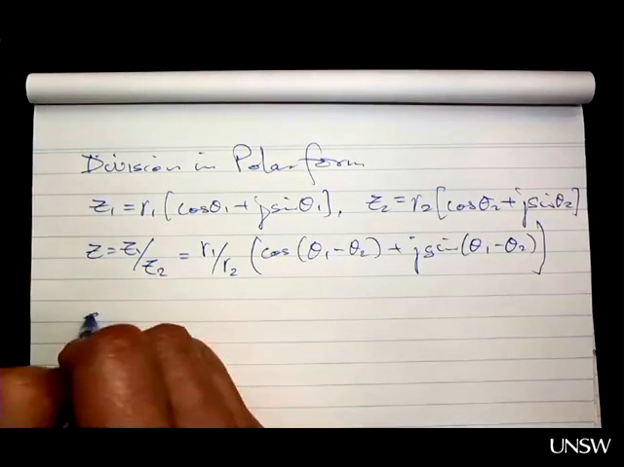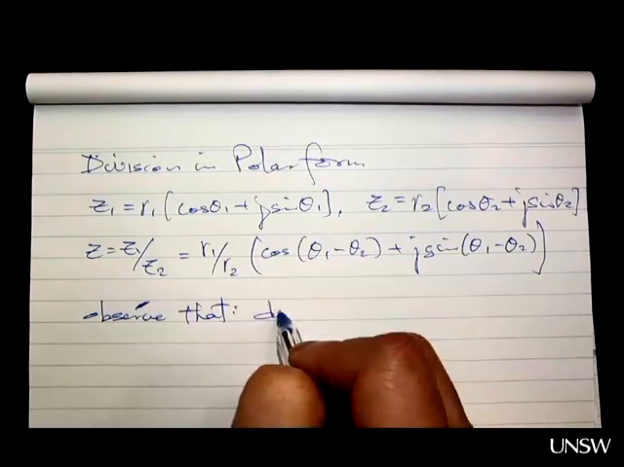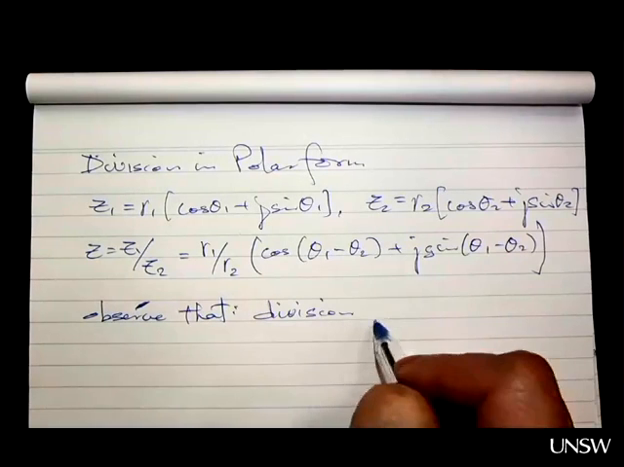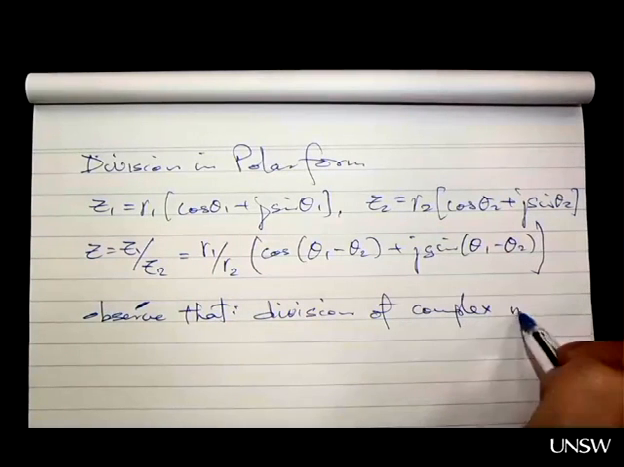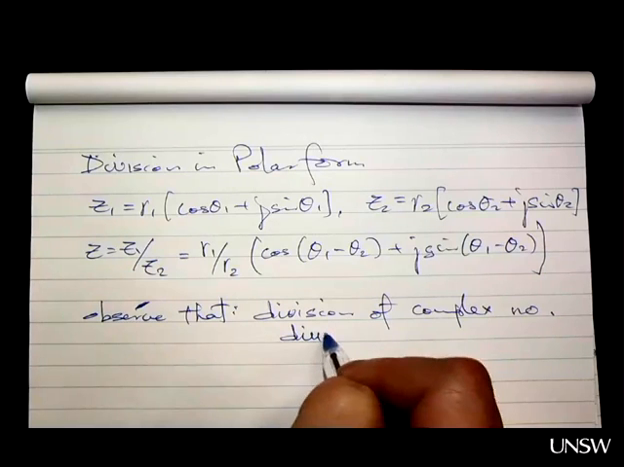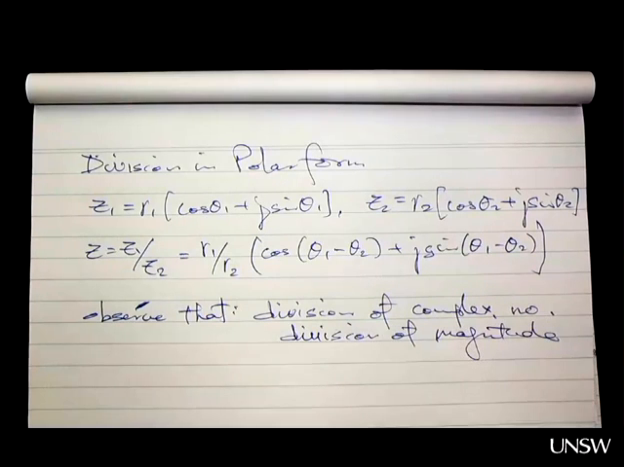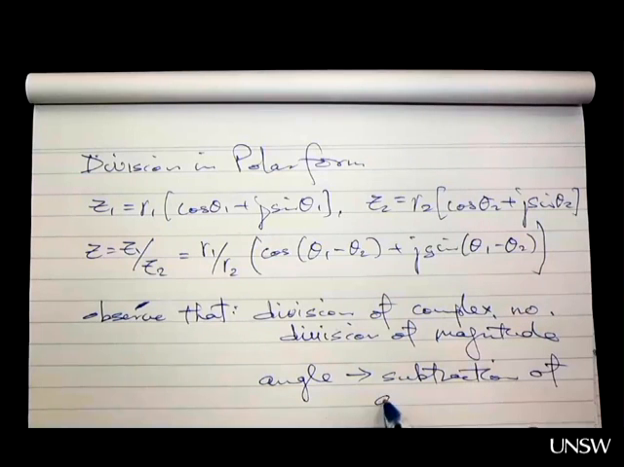So we observe that the division of the complex number is the division of magnitude. And then the angle becomes subtraction of the angle in the numerator by the angle in the denominator.